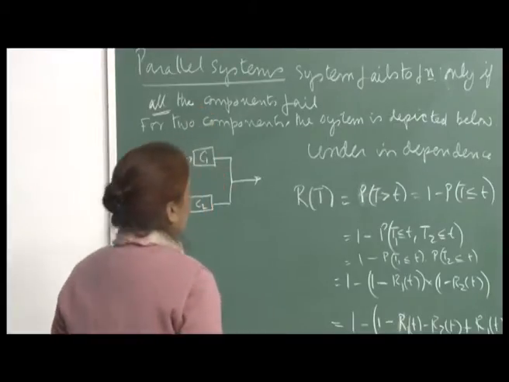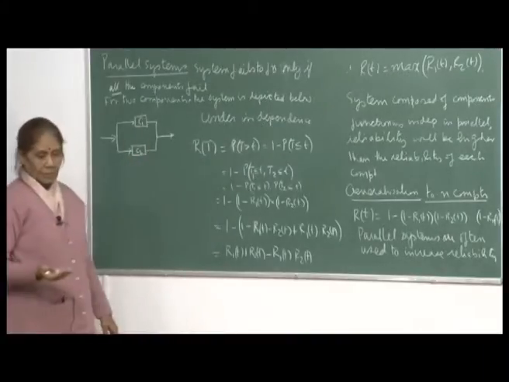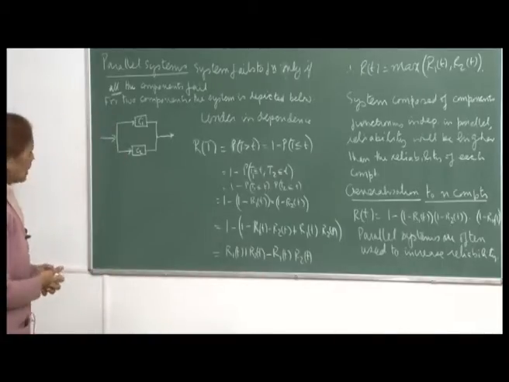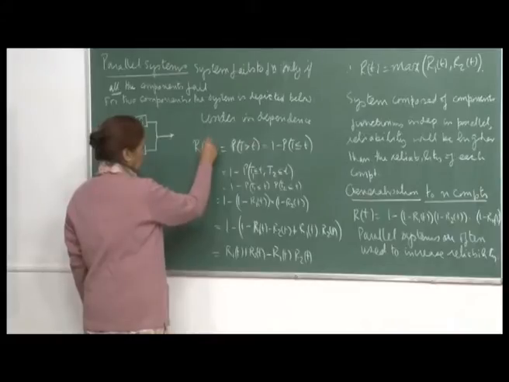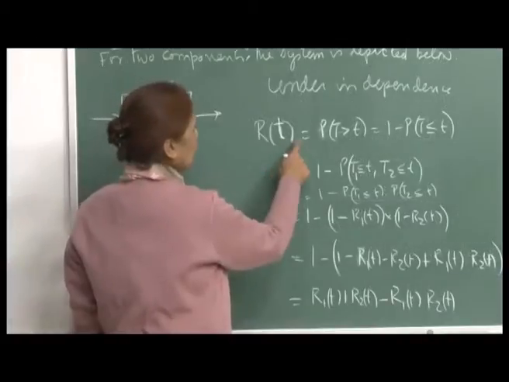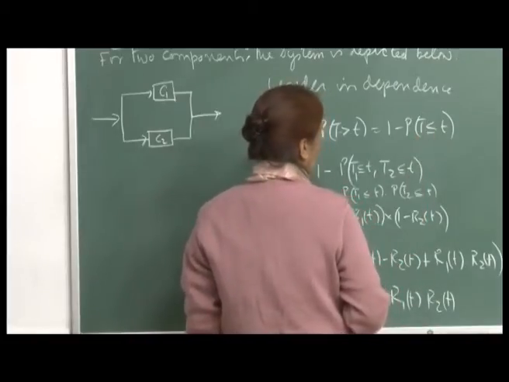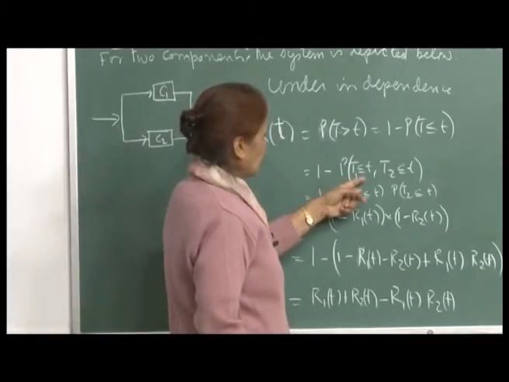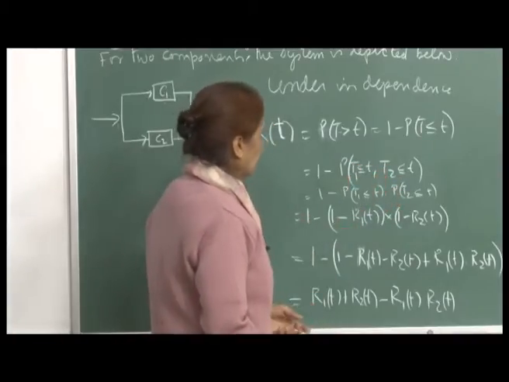Again, this is under independence: each component functions in parallel, independently of the other. If you want to compute the reliability for the system, this is probability T greater than t, which is 1 minus probability T less than or equal to t. So, you want 1 minus probability T1 less than or equal to t and T2 less than or equal to t. Both of them should not be functioning by time t.